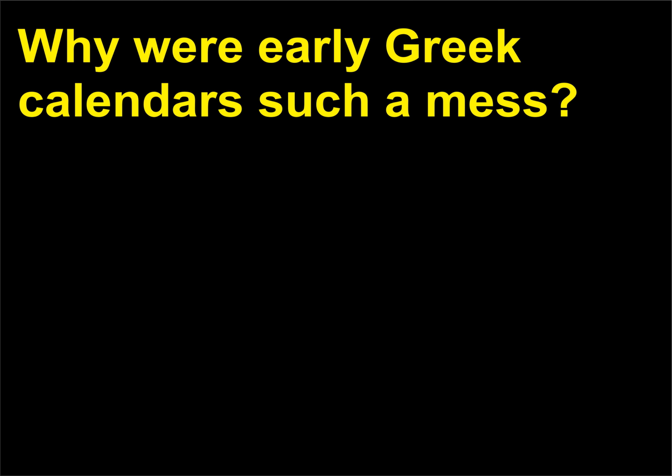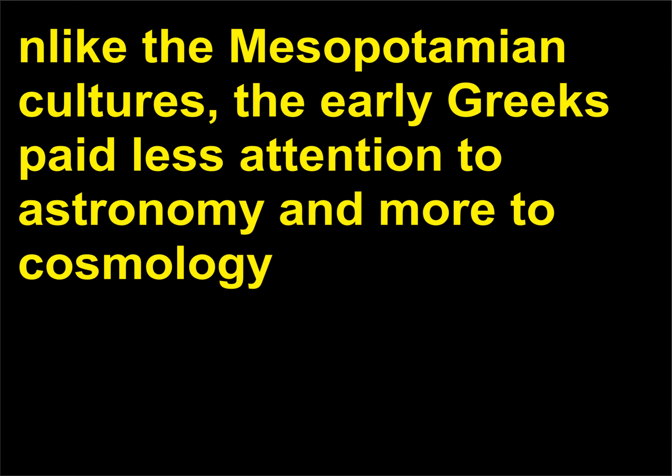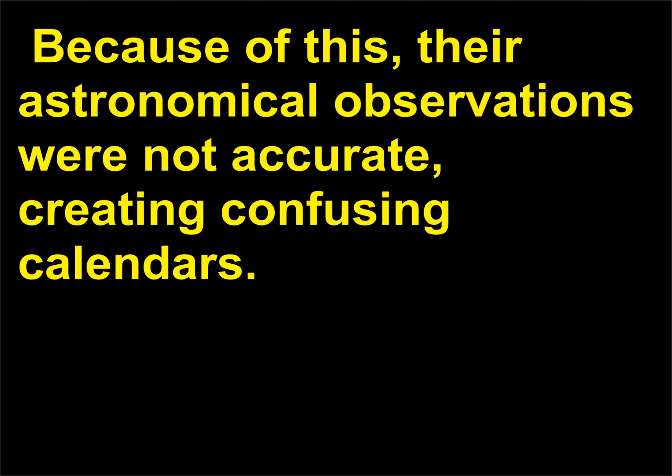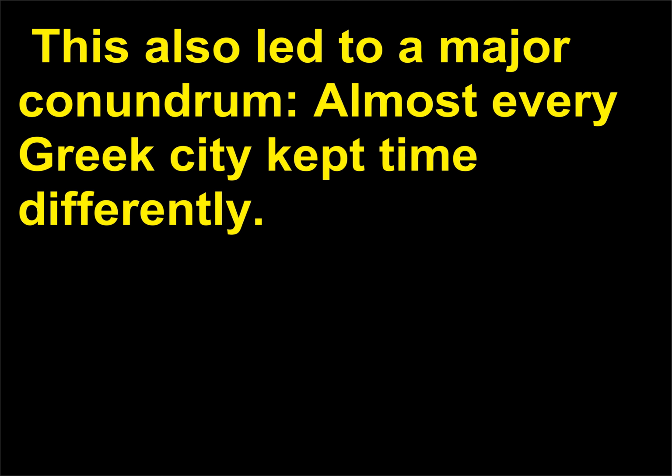Why were early Greek calendars such a mess? And like the Mesopotamian cultures, the early Greeks paid less attention to astronomy and more to cosmology. They were interested in studying where the Earth and other cosmic bodies stand in relation to the universe. Because of this, their astronomical observations were not accurate, creating confusing calendars. This also led to a major conundrum: almost every Greek city kept time differently.